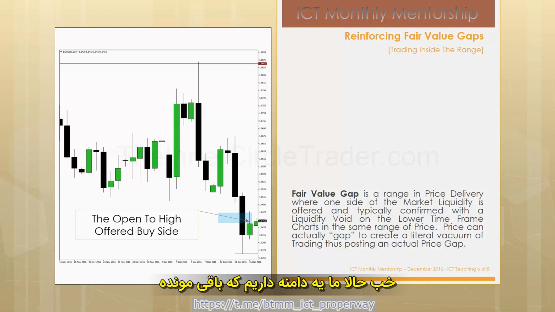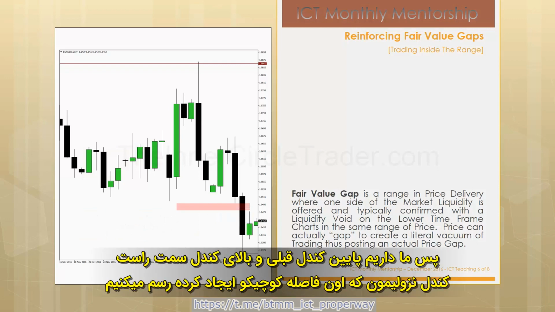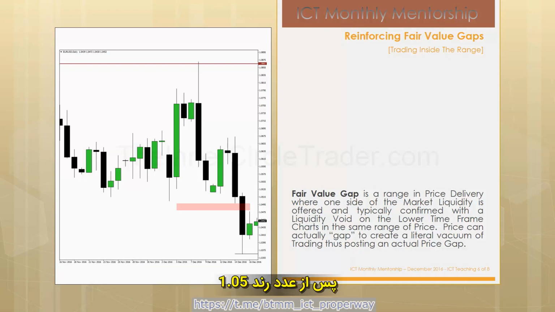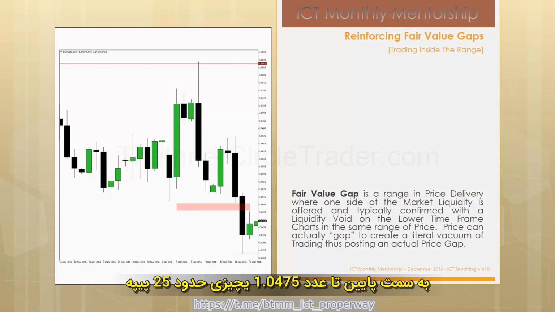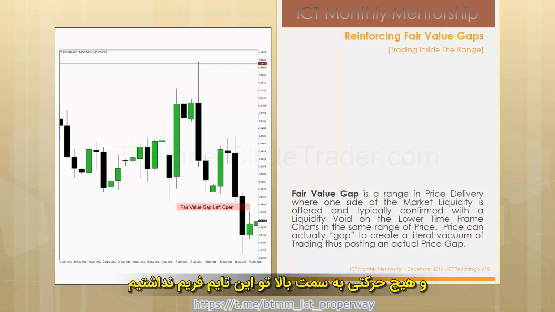So we have a range left that's open, and it specifically is this area right in here. So we're delineating the low of the previous candle and the high of the candle to the right of the down candle that creates that little pocket of space. So between 105 big figure down to 104.75, about 25 pips, that is our fair value gap, and it's been left open. There's been no trading outside of the movement of that range except for that down candle, and no up movement at all on this time frame.